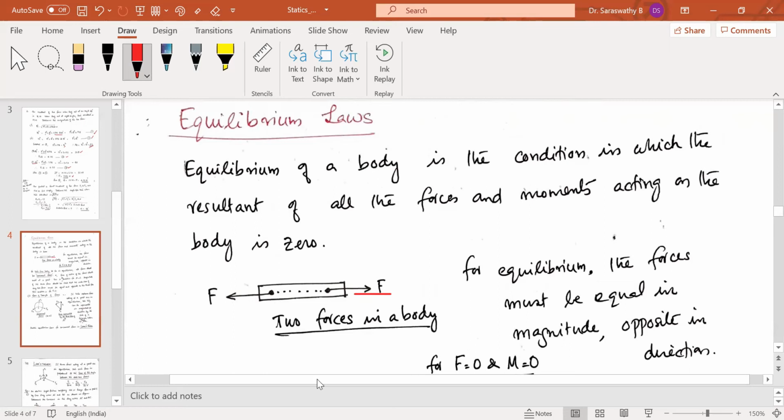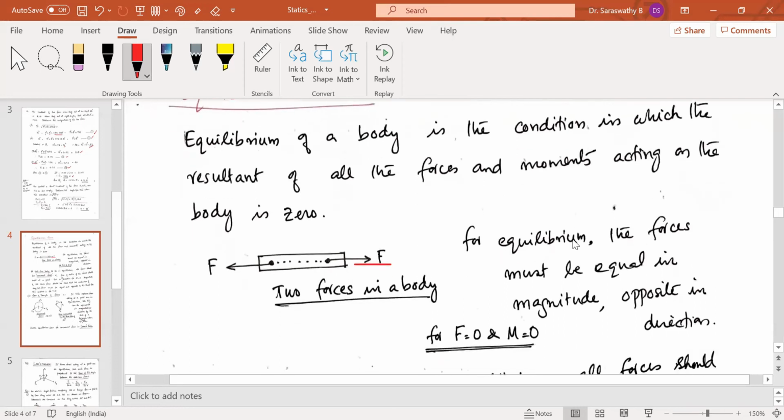So when two forces are acting on a body, if they have to keep the body in equilibrium, the two should be acting along the same line, and they should be equal in magnitude and opposite in direction. So the equilibrium condition, when two forces are acting on a body, is that the forces must be equal in magnitude and opposite in direction, and they should be collinear, acting along the same line. We call it collinear.